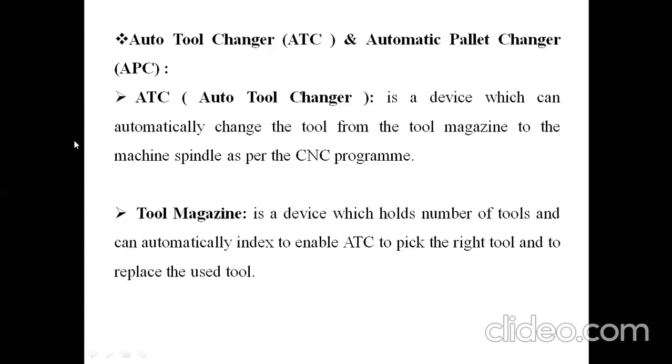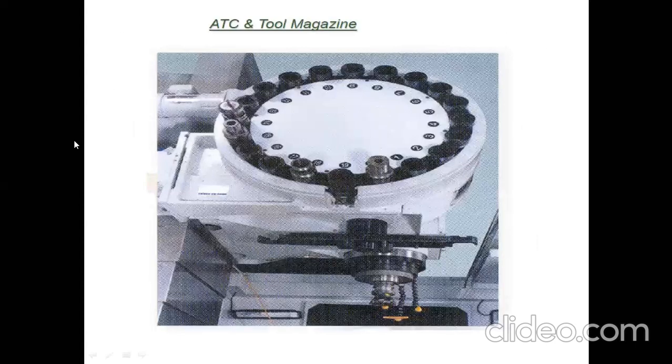Now, what is your tool magazine? Tool magazine is a device which holds or clamps a number of tools, and it can be automatically indexed to enable the ATC to pick the right tool and to replace the used tool. Means we can select the tool and we can also change the tool for performing different operations by using tool magazine and ATC. This is the actual image of your ATC and tool magazine.